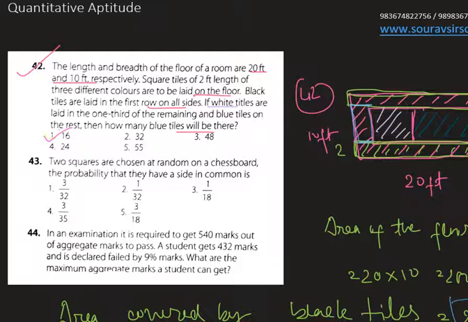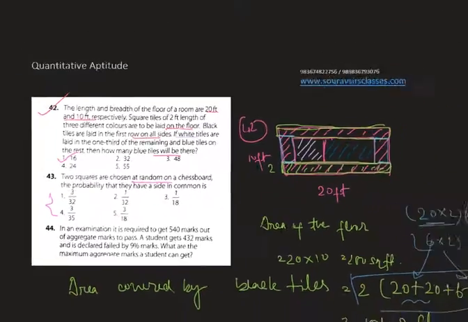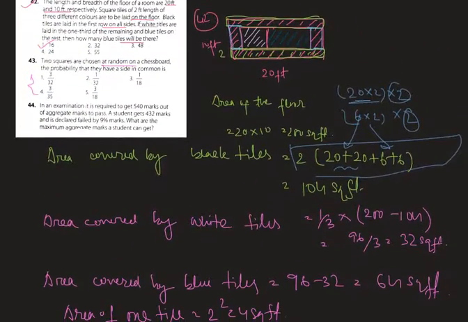Now let's check the next question. Two squares are chosen at random on a chessboard. The probability that they have a side in common is what we need to find, with five options given. So let's try to solve this.